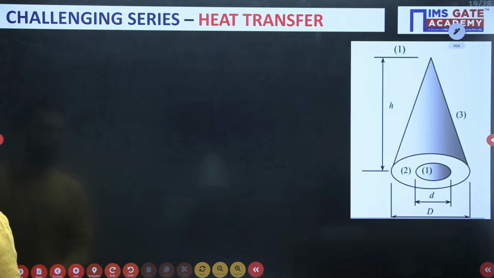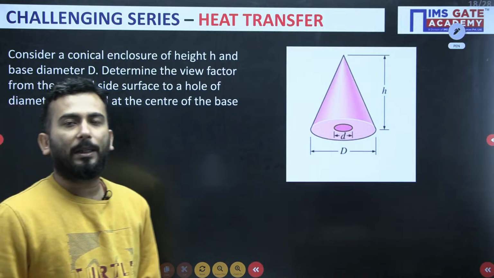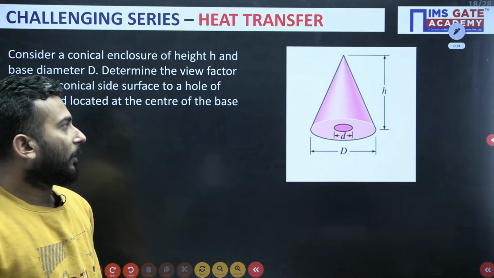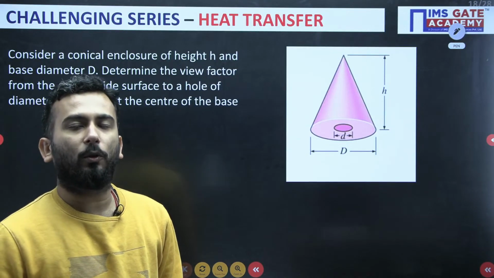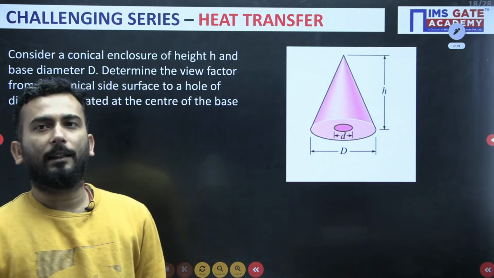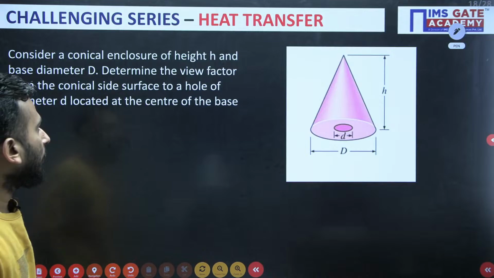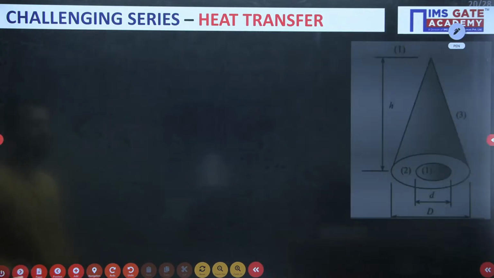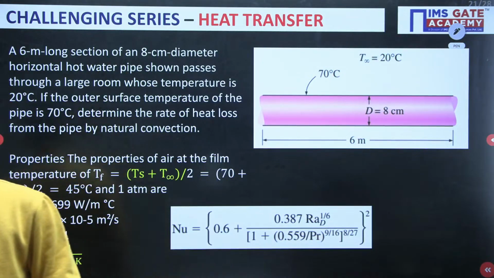What is this question saying? Determine the view factor from the conical surface to a hole. This question I have also taken in my previous series, so I am not discussing it right now. I want you to try this on your own, and in case you don't get the solution, you can refer to the previous series. I am leaving this question for you to try. And now let me take the final question of the day.